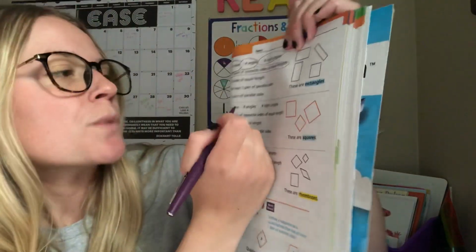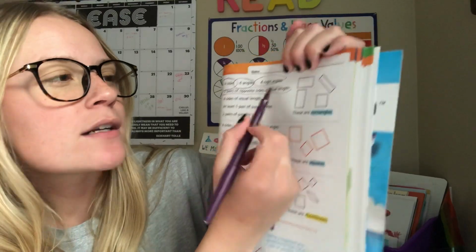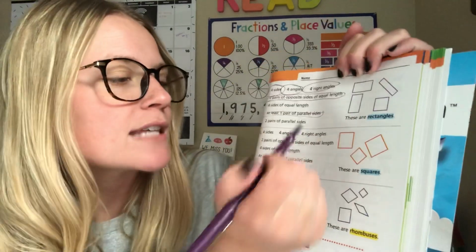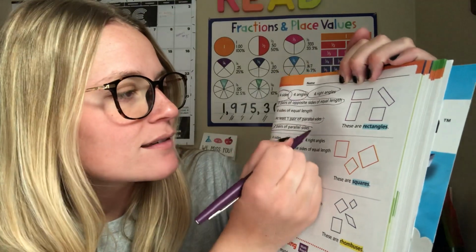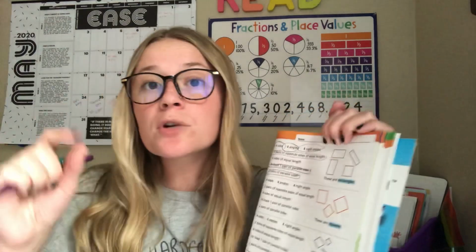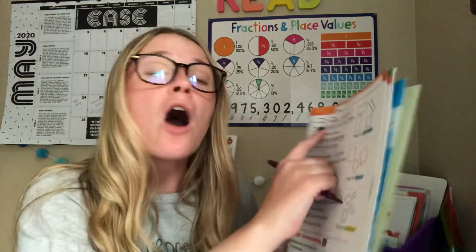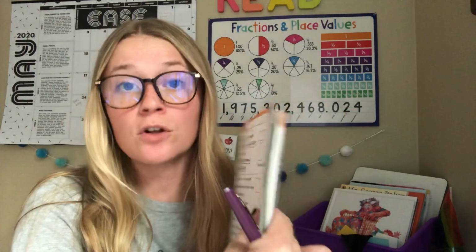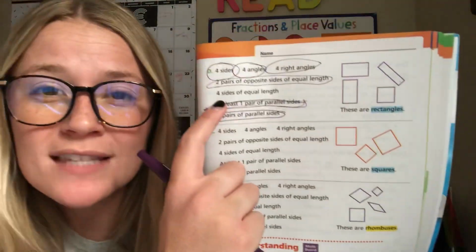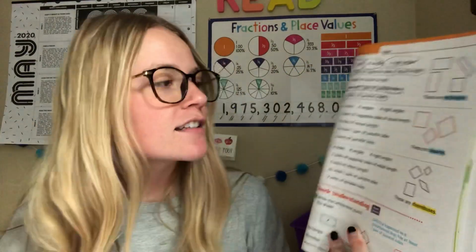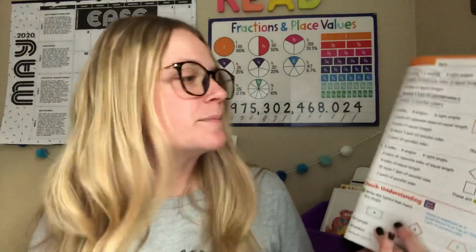So no. Do we have at least one pair of parallel sides? Yes. Do we have two pairs of parallel sides? Yes. So this is a rectangle, so a little bit more specific, right? You have to have all of these attributes in order to be a rectangle. Do you have to have four sides of equal length? No. We're getting to that. Okay, so here we go.